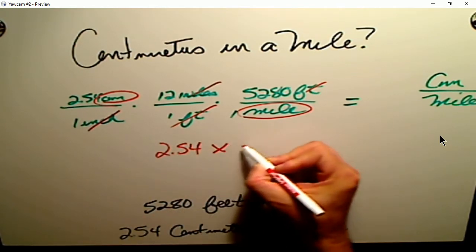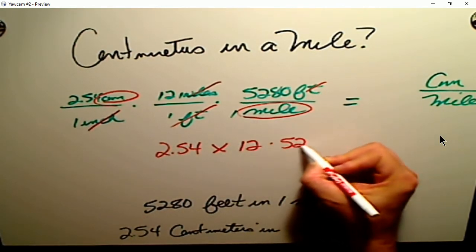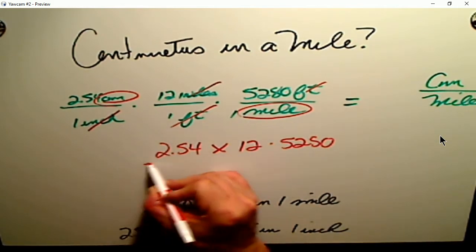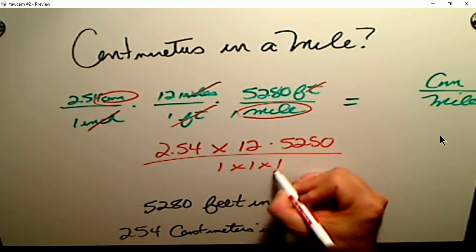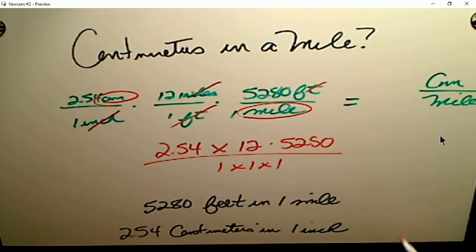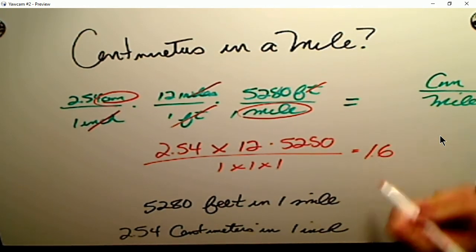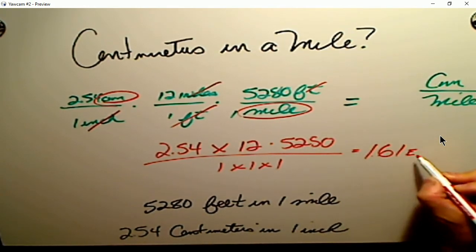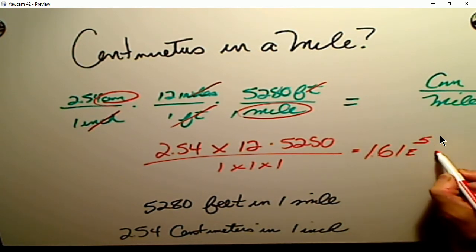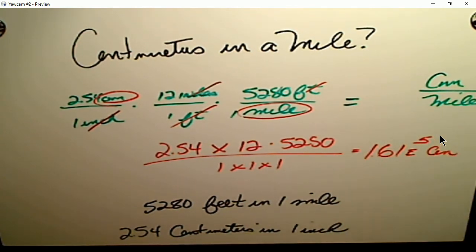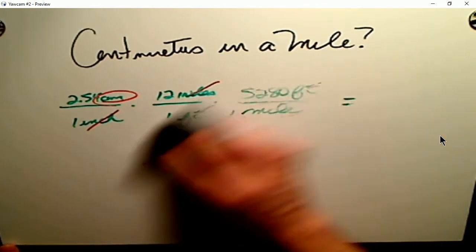2.54 times 12 times 5280 over 1 times 1 times 1 will give me the answer here. Now I can write that in exponential notation. And you can see I used my little shorthand centimeters there. So that's a very brief, very quick example of dimension analysis. Let me do another one real quick. Why not?